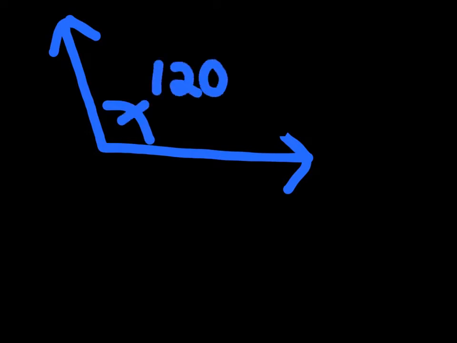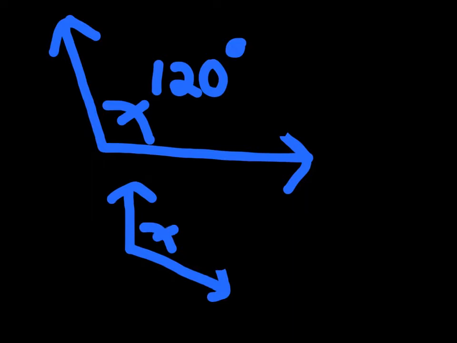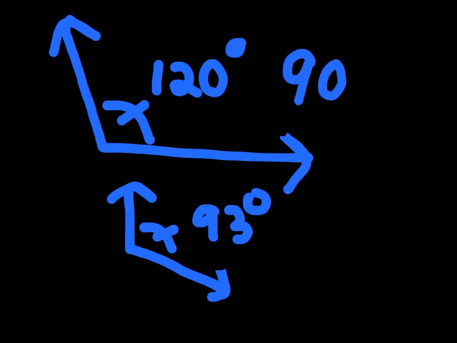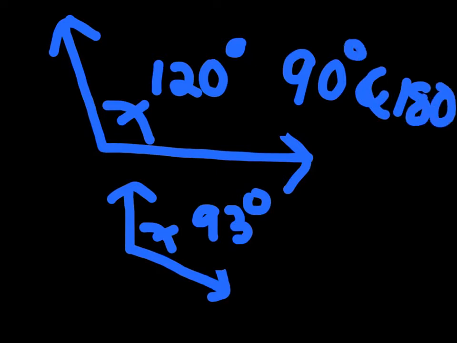Okay, so an obtuse angle can be an angle that is greater than 90 degrees. So let's say this is 120 degrees. That's an obtuse angle. Let's say we have this angle right here. That is 93 degrees. That is also obtuse. So any angle that is between 90 degrees and 180 degrees is an obtuse angle. Let's go on to our third type of angle.